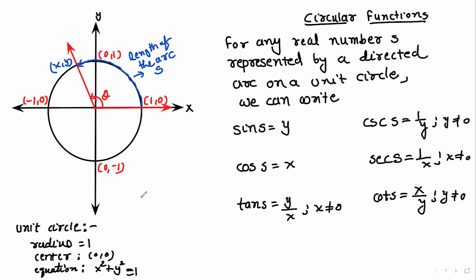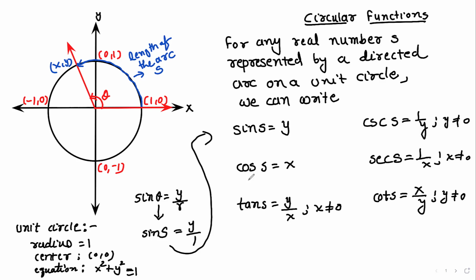Recall one thing. In the earlier section, we said sine theta equals y over r. But now we say that s, which is measured in linear units such as inches, centimeters, or meters, is equal to theta measured in radians. So we can replace this with s, and our radius for the unit circle is 1. And this is how these circular functions were defined.